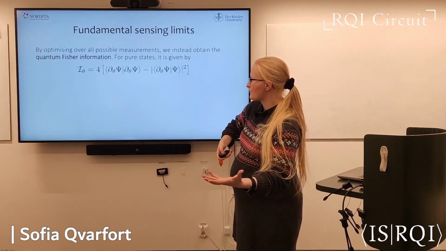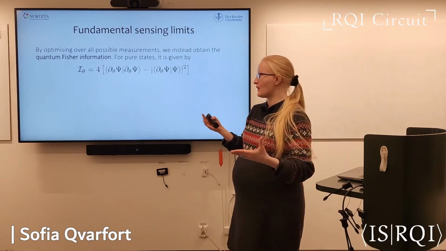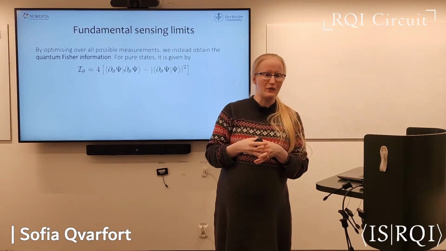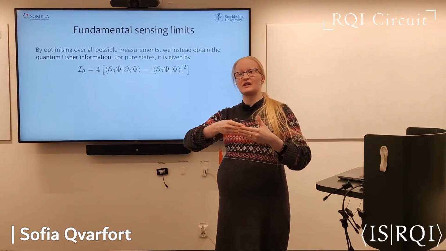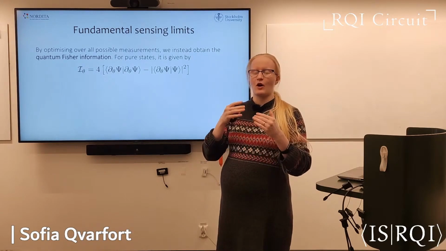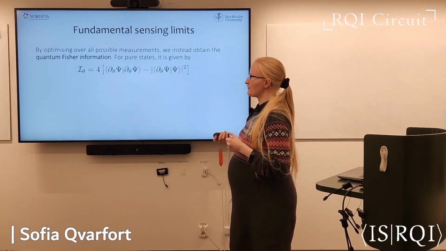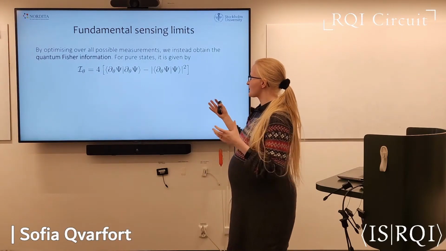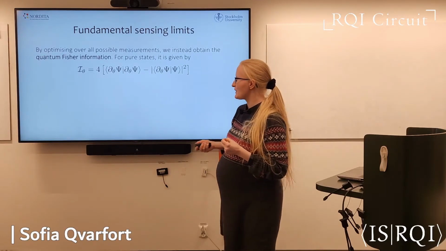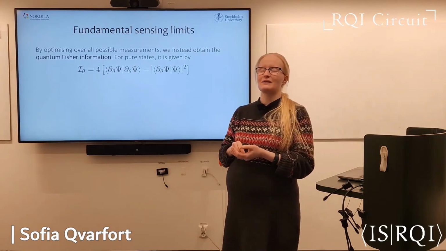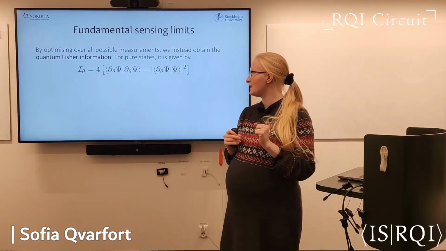We do quantum science, so we want to go quantum. What you could do here is say, okay, fine, I have one quantum measurement, but I could ask, what is the best quantum measurement? If I then optimize over all possible measurements, I get what's called the quantum Fisher information. And for pure states, this is quite a nice expression. We just differentiate the state, which depends on theta, with respect to theta, and we compute this quantity.